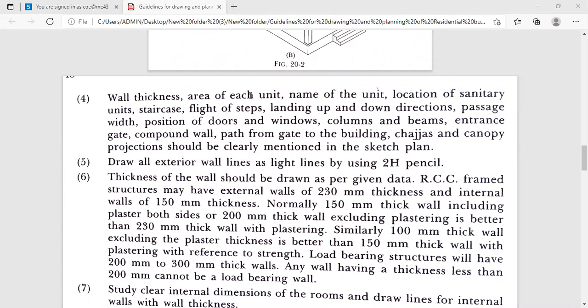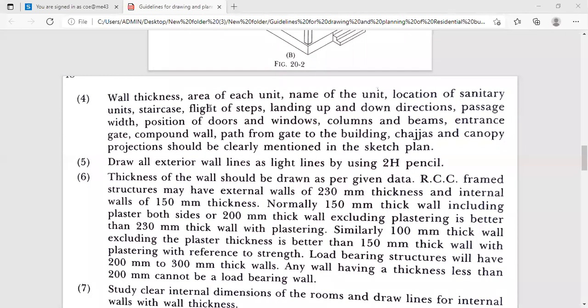After that, we also have to mention the name of each and every particular room, then its area or its size. Then we also have to locate the sanitary units, maybe bathroom, toilet, and WC, we have to mention there. Then the position of staircase, then the flight of steps, how many steps are there in a flight.